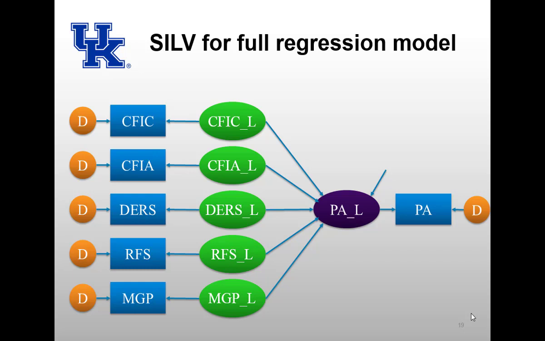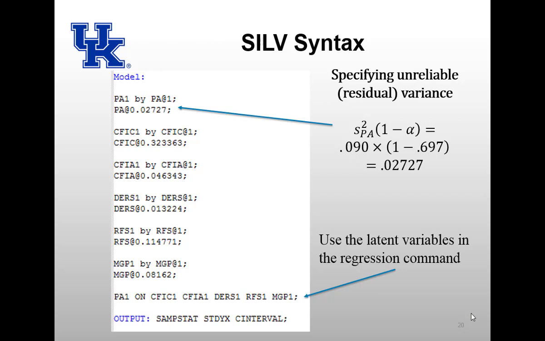So this is what that single indicator latent variable model would look like. Again, very similar to that first model, but instead of using just the observed variables, we're now incorporating those latent variables and incorporating those disturbances, the measurement error, on the side as well, both in the predictors and in the outcome variable. And so this is what your syntax would look like in Mplus.